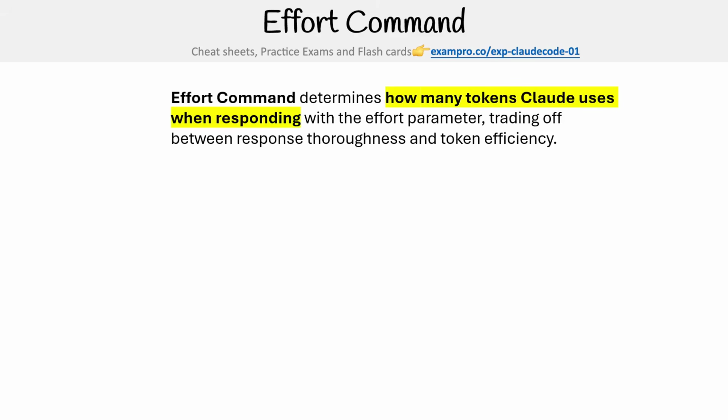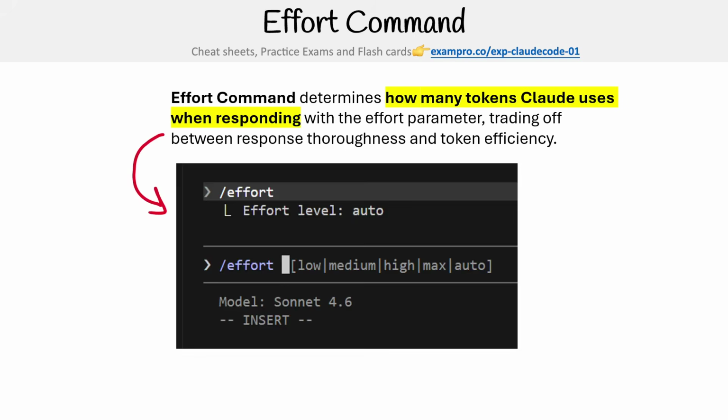Let us take a look at the effort command. This determines how many tokens Claude uses when responding with the effort parameter, trading off between response thoroughness and token efficiency. So basically it's min-maxing or right-sizing efficiency versus cost versus outcome, right? And so here we have the effort and we have different modes: low, medium, high, max, auto. I think mine was always going to medium. I'm not sure what the default is, but I think it's medium. But we will walk through this and take a look.